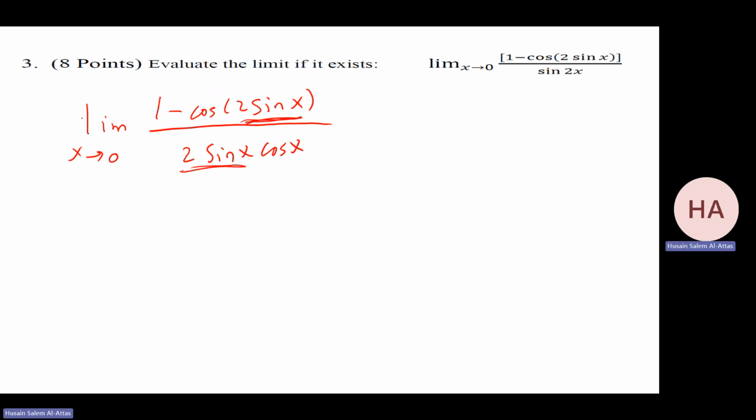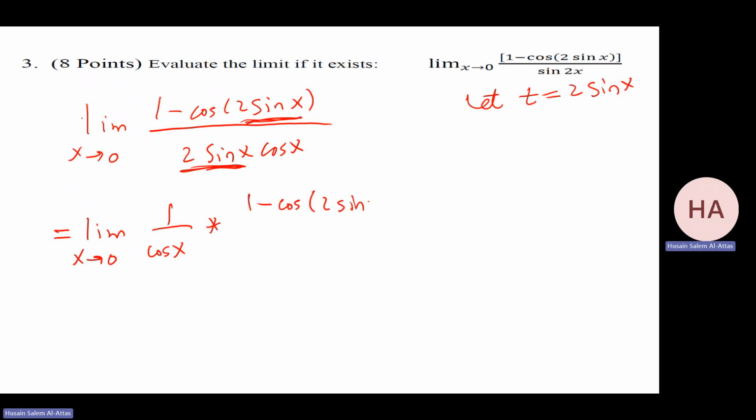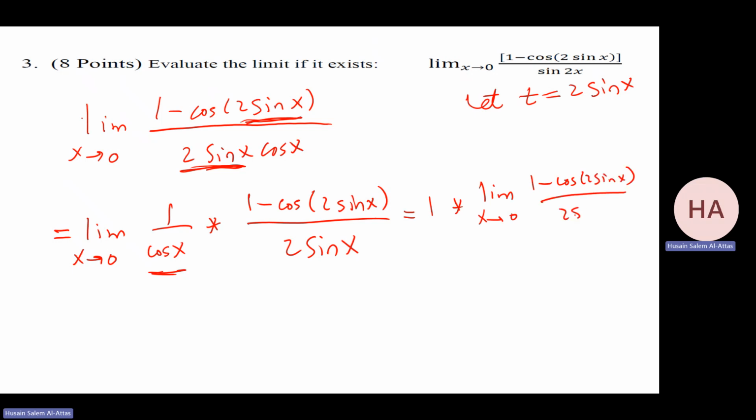We need to check the argument, which is here. So you let t equal 2 sine x. And you need to split this limit into two parts. 1 over cosine x, which affects nothing. And this is 1 minus the rest, 2 sine x over 2 sine x. This one, you can substitute. You have no problem, so it's 1. Times the limit, x goes to 0, 1 minus cosine 2 sine x over 2 sine x.